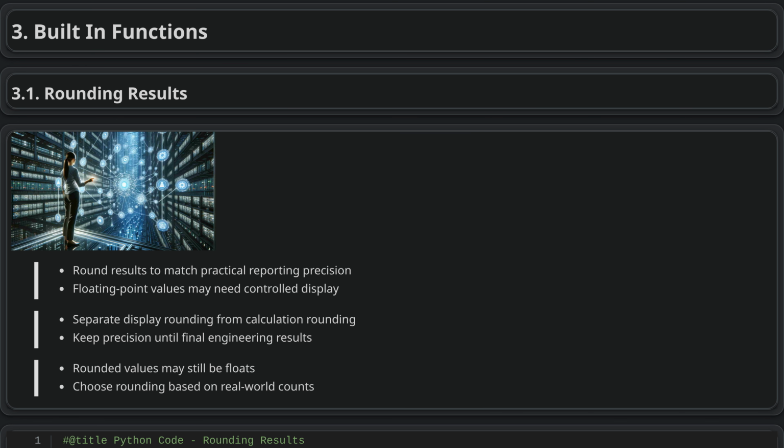Built-in functions. Rounding results. Rounding in engineering makes measurements and calculation results easier to read and appropriate for practical decisions. In Python, it controls how floating point numbers are displayed, but rounded values can affect later calculations if they are reused. The key is to match the number of decimal places to the needed precision, such as an order form, measuring tool, or engineering standard.